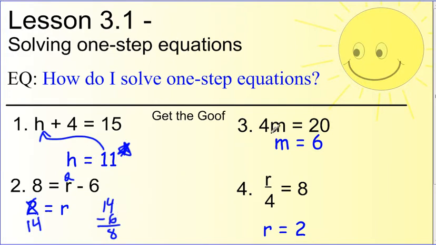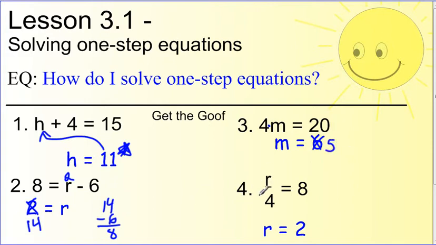Okay. Number 3, 4 times what number is 20? Now this is multiply. Whenever you see a number multiplied by a variable, or right next to a variable like this, it is multiply. So 4 times what is 20? Well, 4 times 6? 4 times 6 is 24. 4 times 5 is 20.